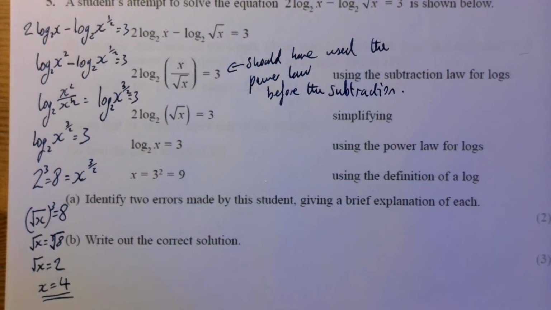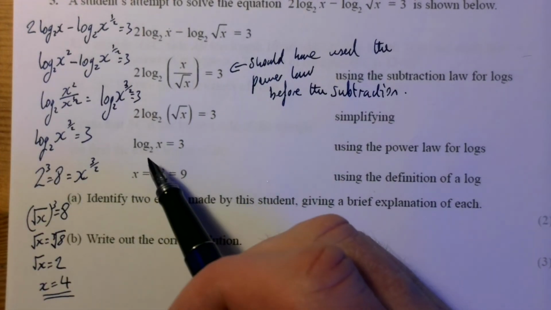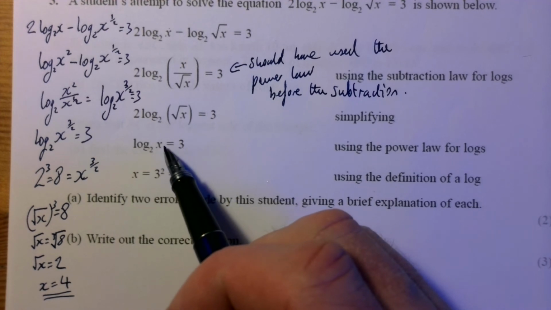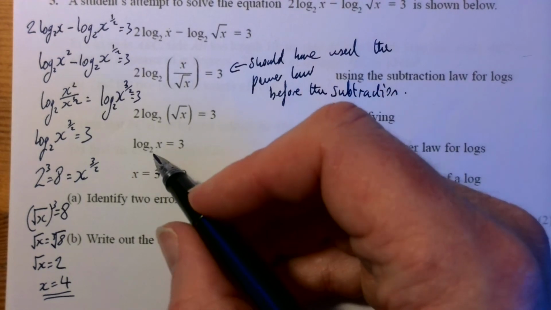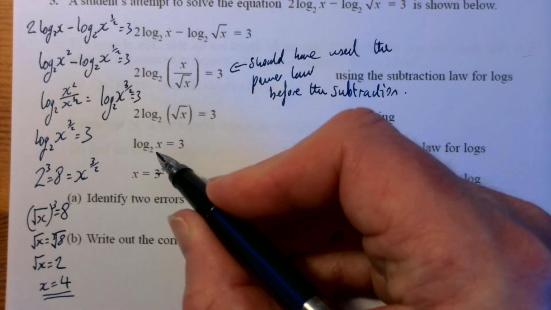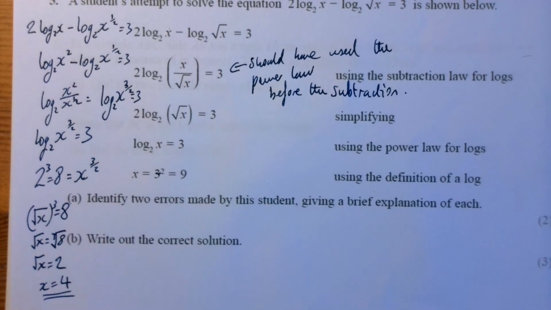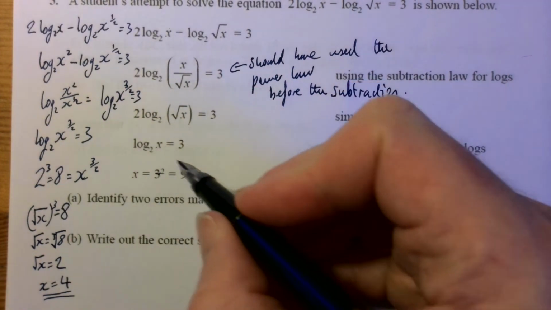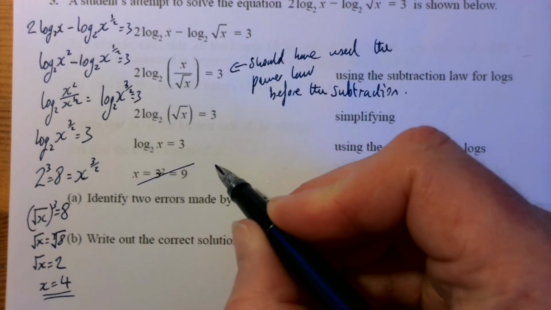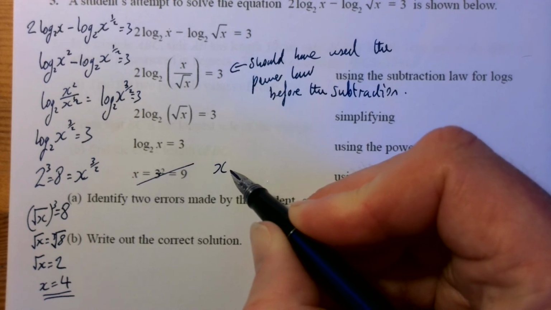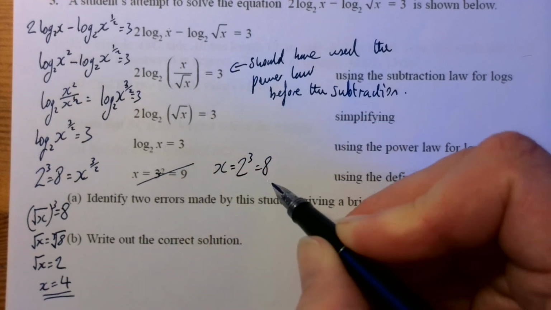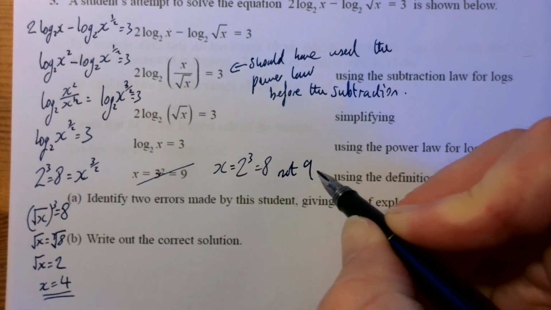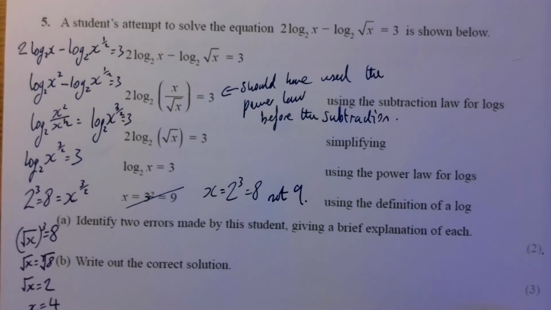And then what else have they got going on here? They've said, well, 2 to the power 3 is 8. They've said 3 squared. This should be, x should be 2 to the power 3 according to this. X equals 2 to the power 3 equals 8, not 9 from there. So that's the second part they've got wrong.